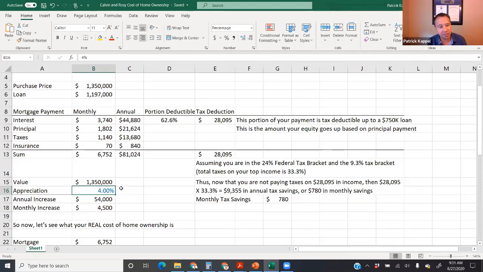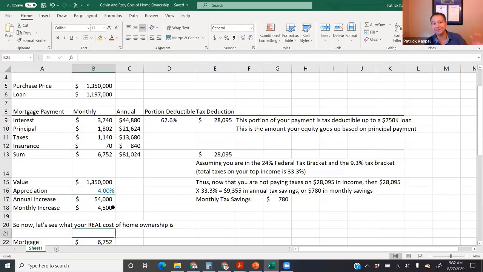But 1.35 million is a lot of money too. 4% of that is $54,000 a year of appreciation, or $4,500 a month. So that home that my friend just bought is appreciating at $4,500 every month that they live there. So now we look at the real cost of home ownership.